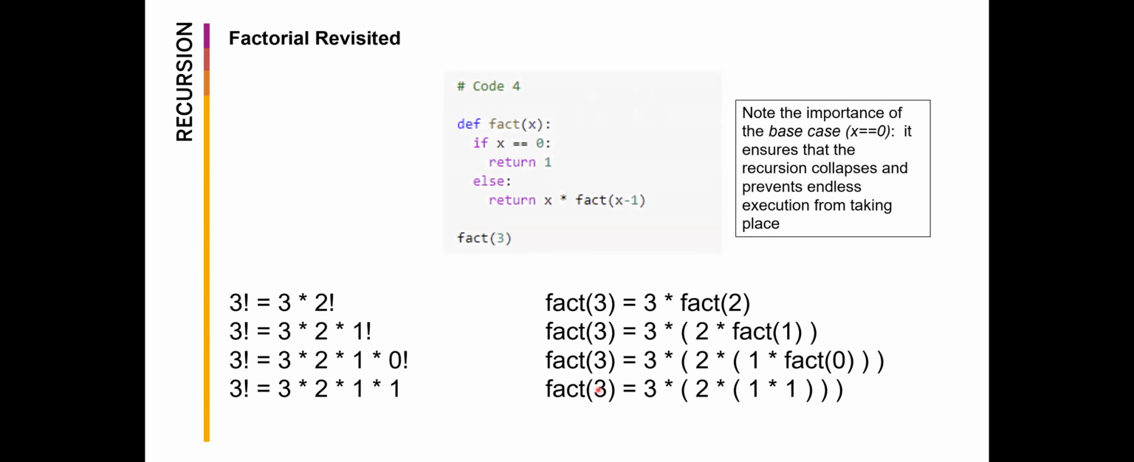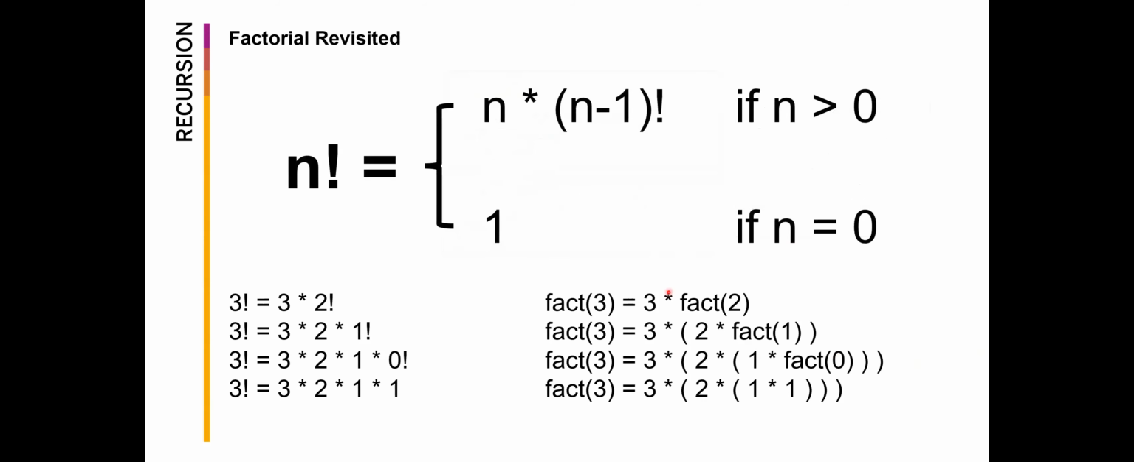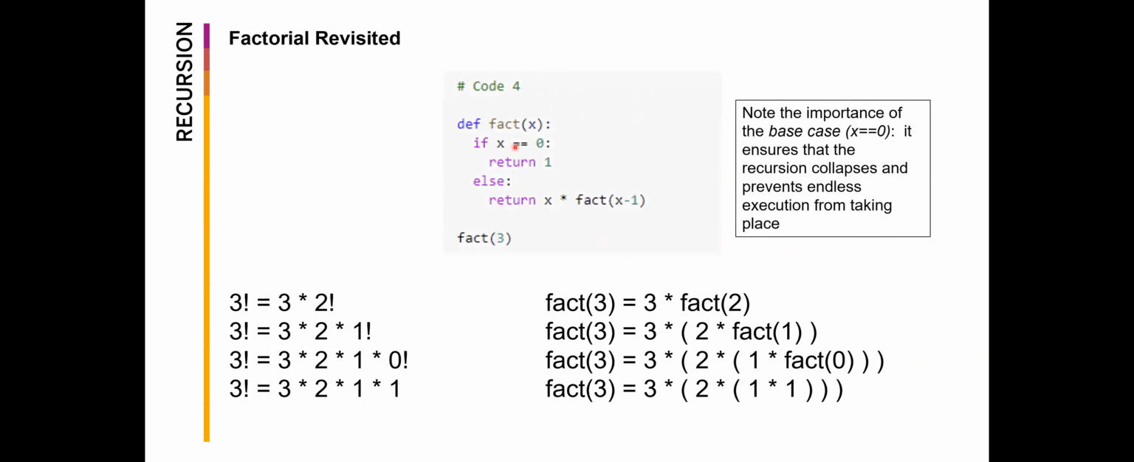All right, so this is the code itself. We have fact of x. If x is equal to 0, we return 1. That's the second line. If x is equal to 0, return 1. Else, we proceed with x times factorial of x minus 1.